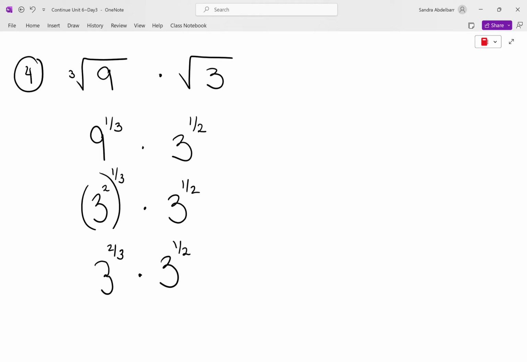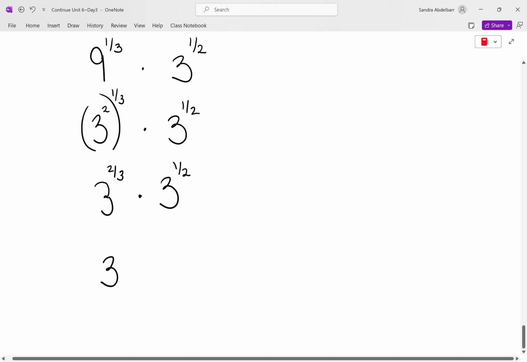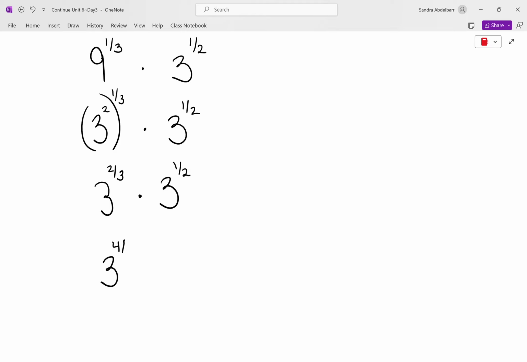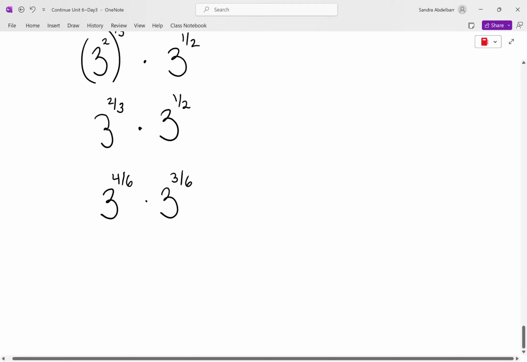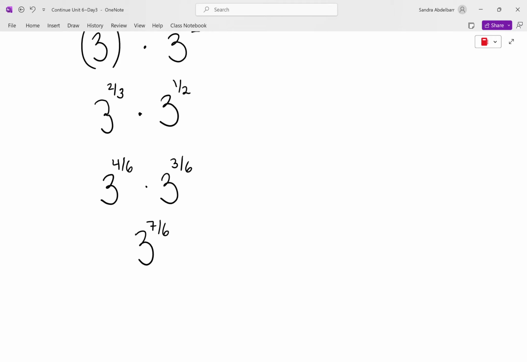Okay, now the rule says keep your base, add your exponents, but what do I realize? My denominators are different, so should I change them to the same denominator? Absolutely. So this is going to be 3 to the 4/6 times 3 to the 3/6, which is going to give us 3 to the 7/6. Again, what should be a red flag here? What should be the red flag?